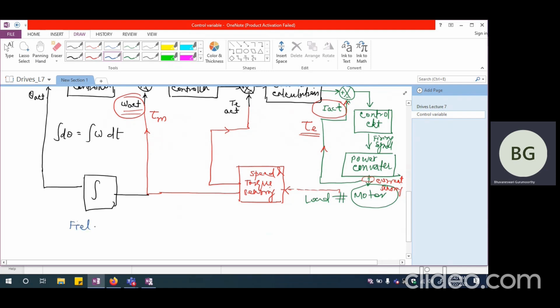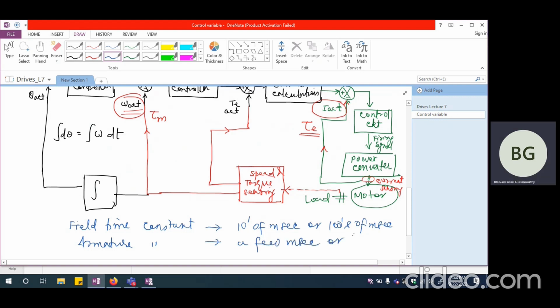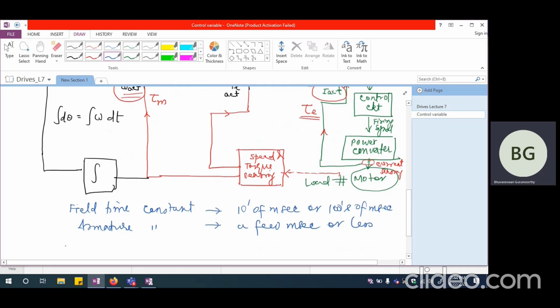The field time constant in a DC motor drive, because it involves a large amount of inductance, is going to be of the order of tens of milliseconds or hundreds of milliseconds. Whereas the armature time constant is going to be of the order of a few milliseconds or less. Whereas the mechanical time constant will be of the order of seconds, a few seconds.